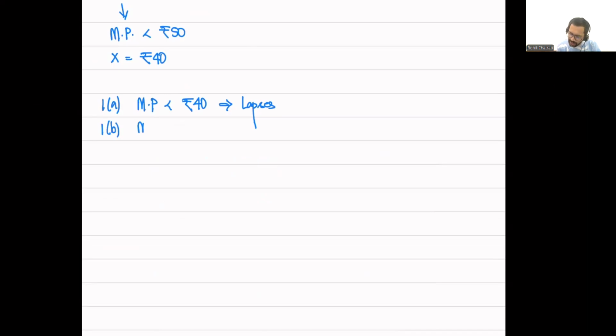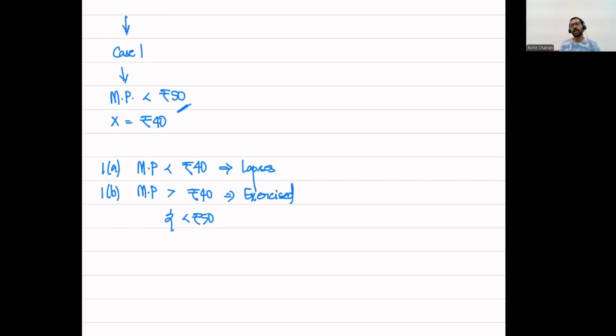1B will be if the market price is greater than rupees 40, then it is going to be exercised. If the market price is greater than rupees 40 and less than 50, remember case 1 is where the market price is less than 50 but greater than 40, that is 1B, the option will be exercised. GT Limited will pay 40 rupees but will get a share which is worth somewhere between 40 and 50. Let's assume the market price is 48, it will get a share which is worth 48 by paying only rupees 40.